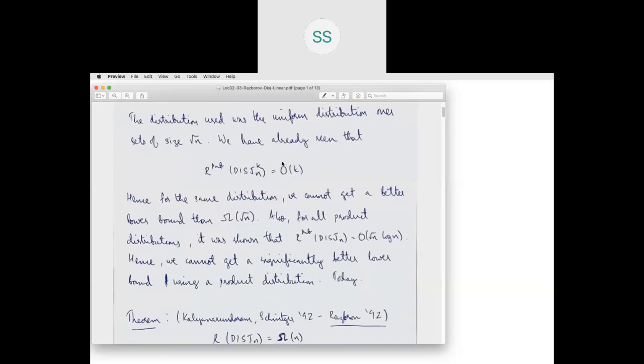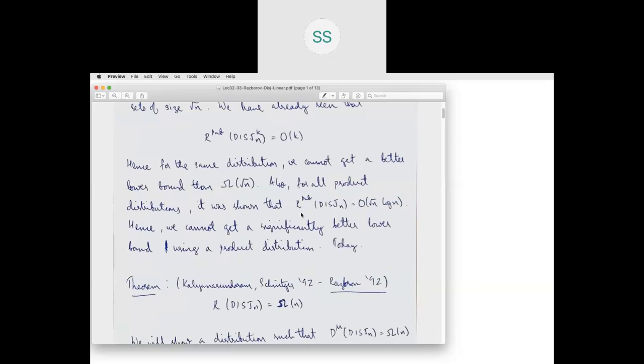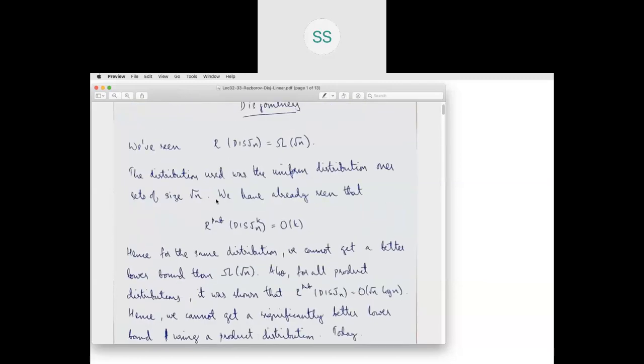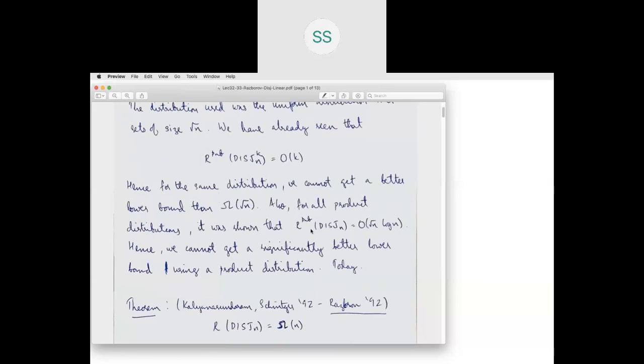Further, I think Babai, Frankl, Simon in the same paper showed that if you take any product distribution, and even this is a product distribution, where each of Alice and Bob took a set of size square root n uniformly at random, then for any product distribution there is a protocol of complexity square root n log n, right? So for any product distribution, you cannot get a lower bound better than square root n log n. So to go to a linear lower bound, we need to go to a non-product distribution, right?